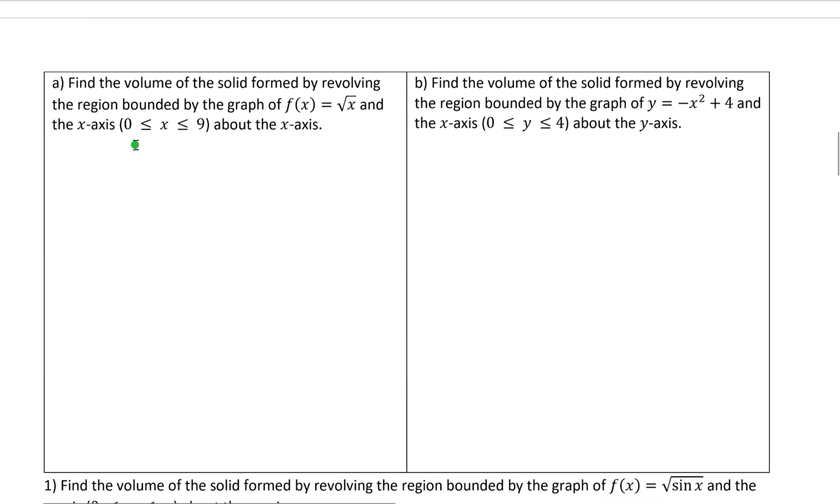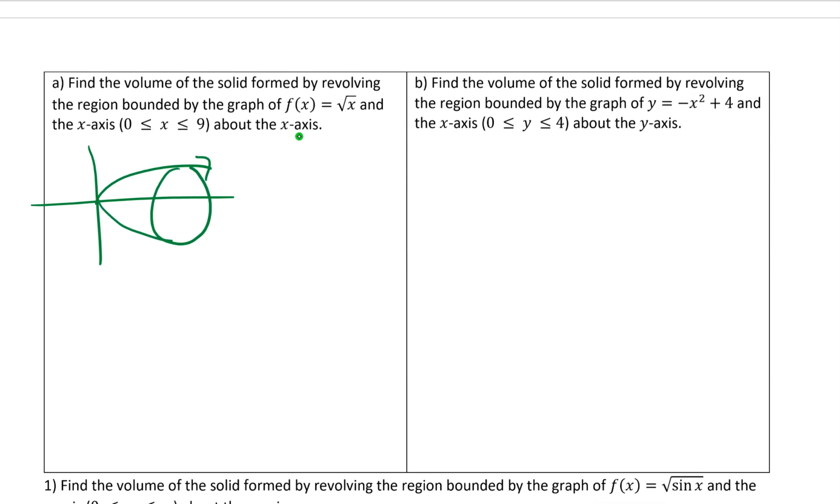So now that you're back from the video, let's find the volume of a solid formed by revolving the region bound by the graph of f of x equals square root of x and the x-axis from 0 to 9. Great. So this is the exact thing that I just had modeled in Fusion 360. If we were going to do a quick sketch, it would look like this, and we'd be rotating it like this. So our final shape would look kind of like this.